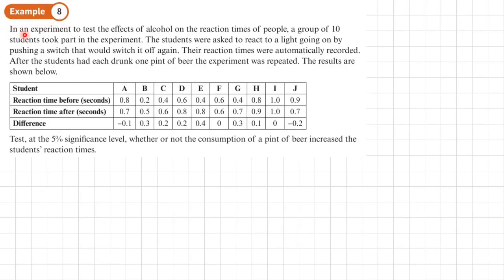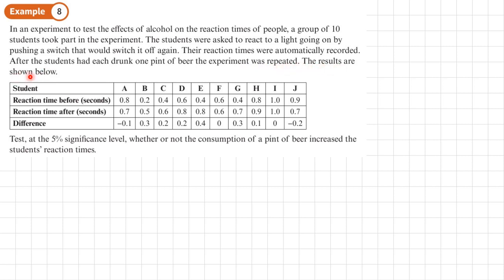Example 8. In an experiment to test the effects of alcohol on the reaction times of people, a group of 10 students took part in an experiment. Sounds a bit dodgy. Alcohol and students. The students were asked to react to a light going on by pushing a switch that would switch it off again. The reaction times were automatically recorded. After the students had each drunk 1 pint of beer, the experiment was repeated. The results are shown below.